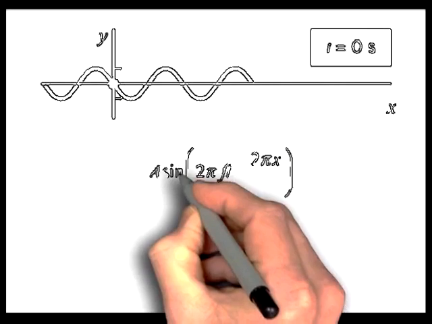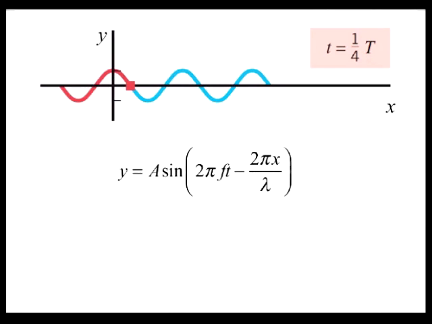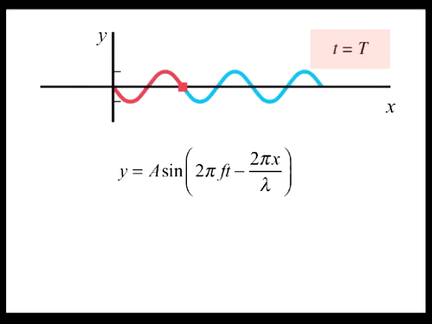Consider the displacement y plotted as a function of position x along the string as the time is incremented by successive intervals of 1/4 of the period: t equals 0, 1/4 T, 1/2 T, 3/4 T, and T. These graphs are constructed by substituting the corresponding value for t into the equation for a wave moving in the positive x direction, remembering that the frequency is equal to 1 divided by the period, and then calculating y at a series of values for x.